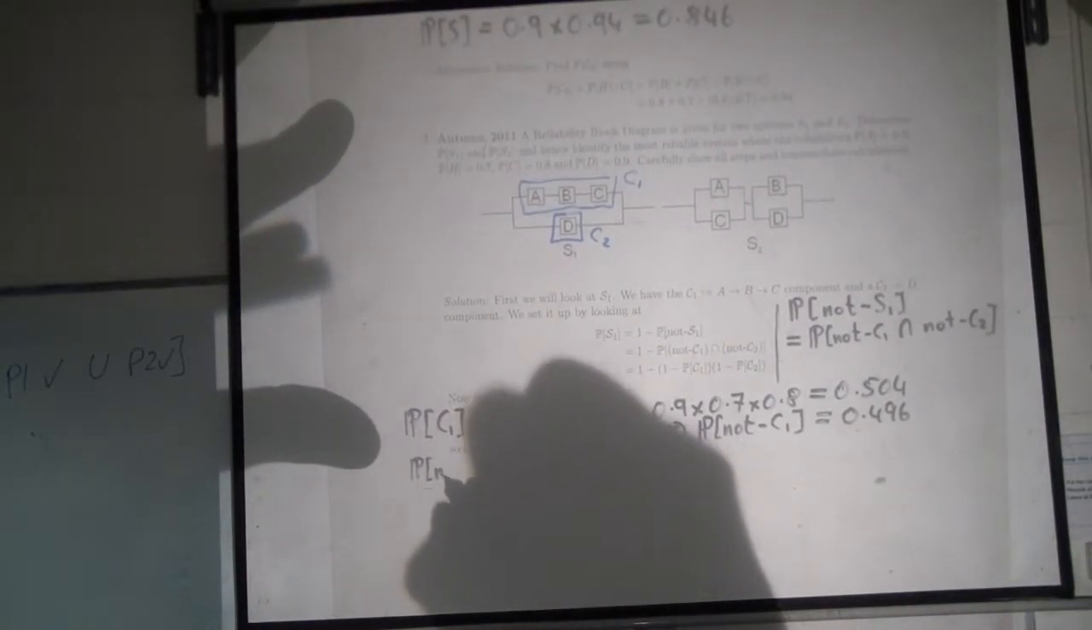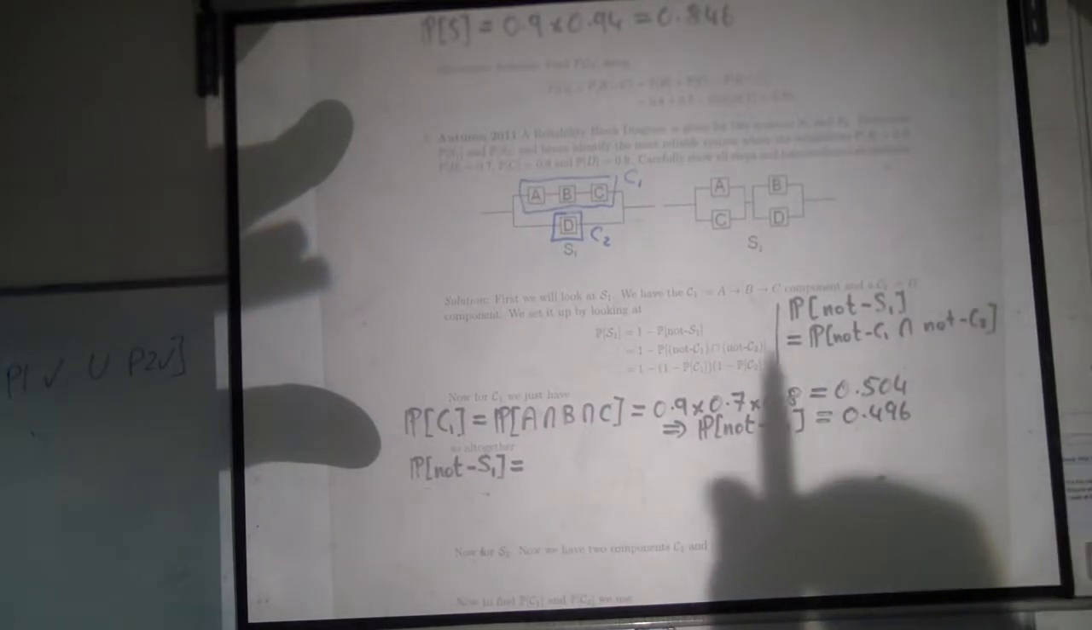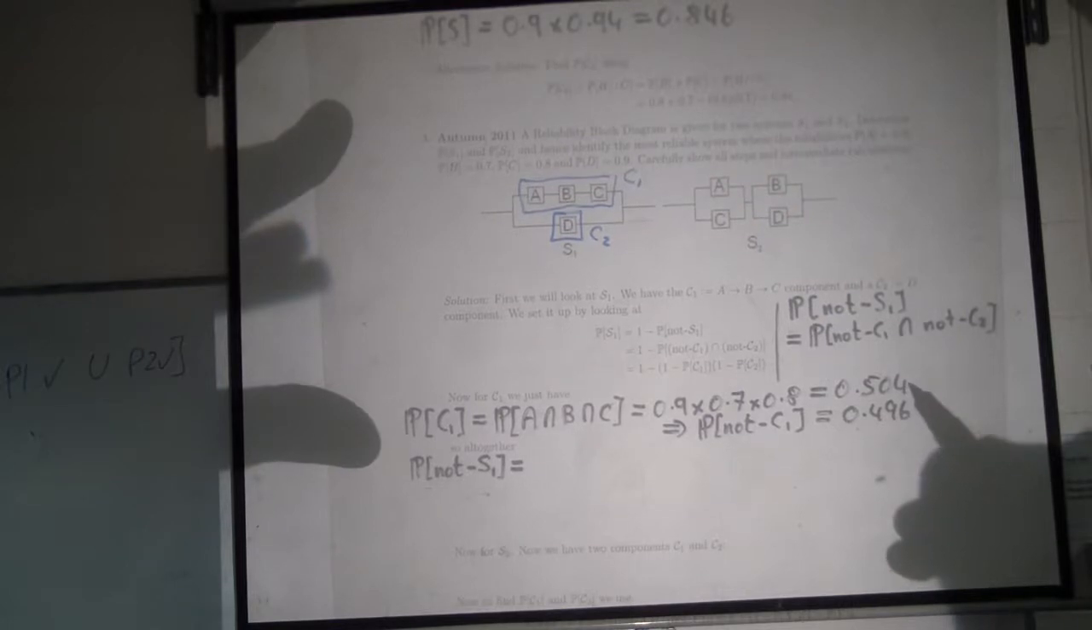So let's see what we've got. Altogether, the probability of not system 1 is not component 1. We found the probability that it works, so the probability of failing we got by taking it away: 0.496. And the probability of C2 failing was 0.1. So it comes to 0.0496. So that's the probability of the first system failing. How do you find the probability that it works, therefore? Yeah, just 1 minus this. So the reliability of system 1 is equal to 1 minus this.